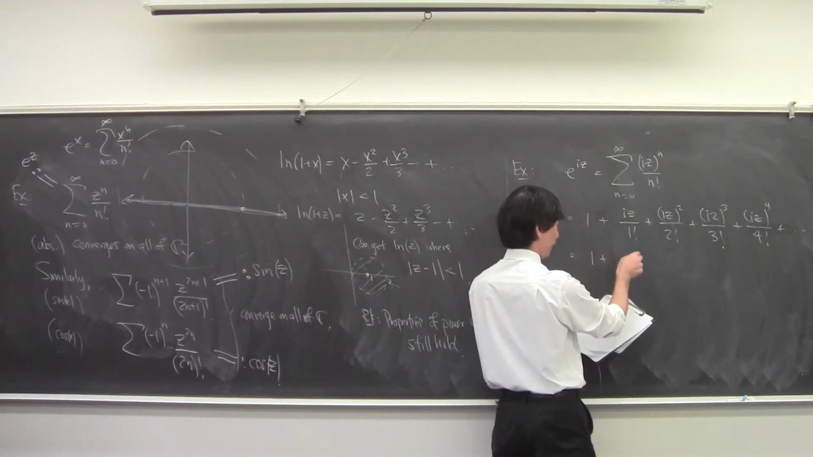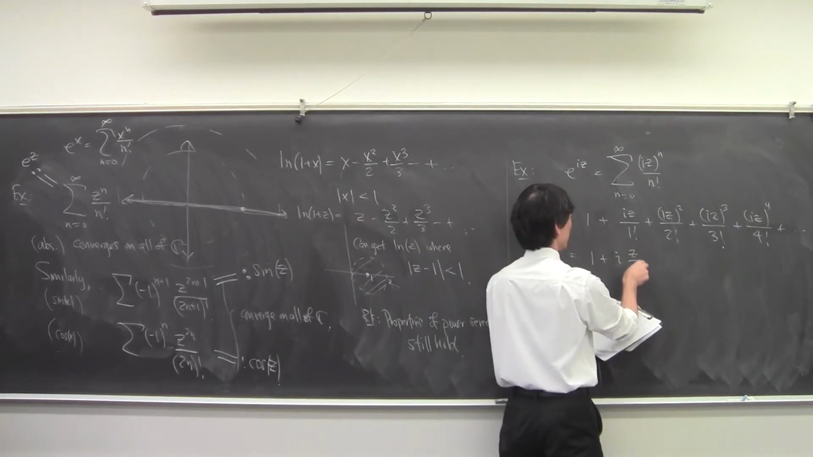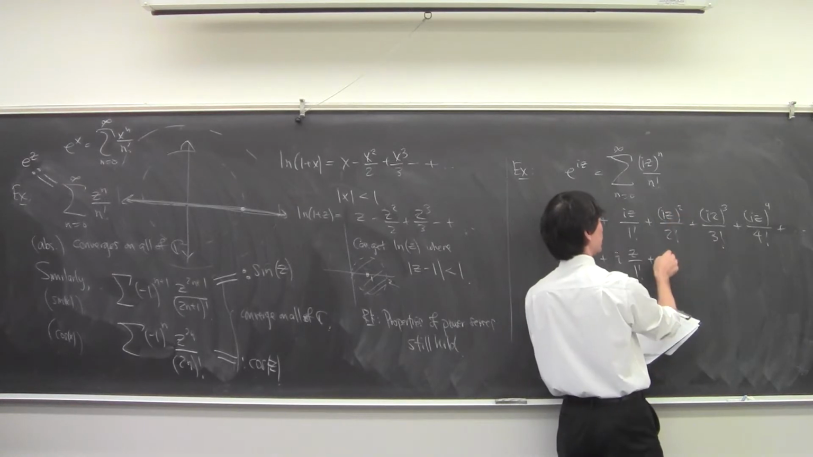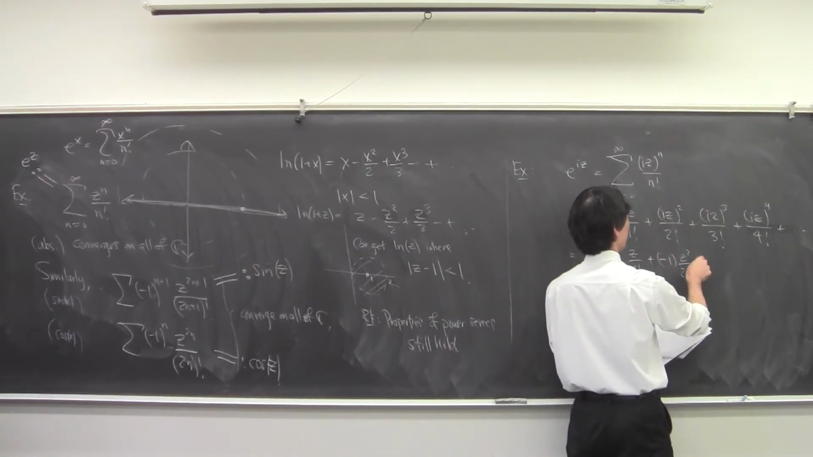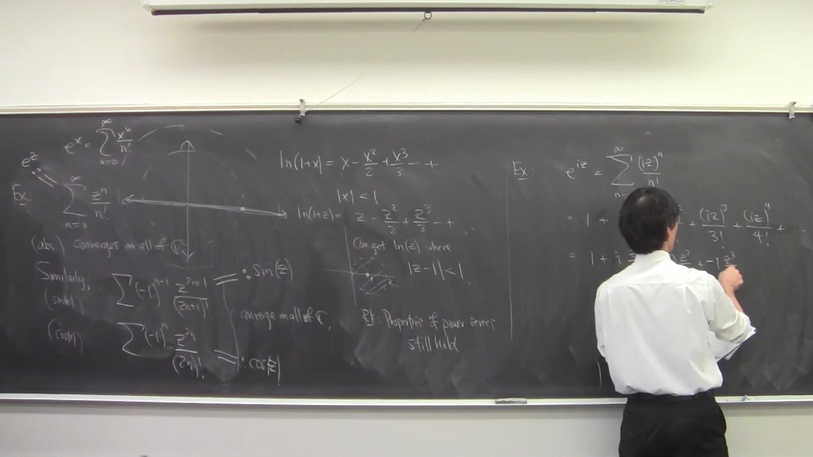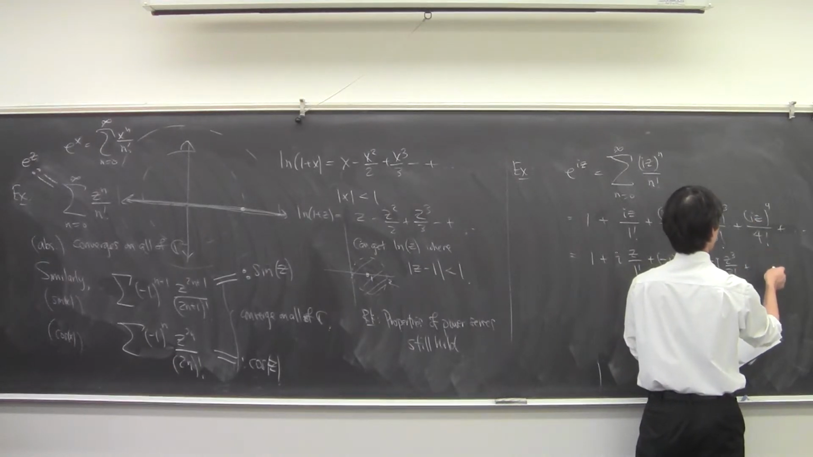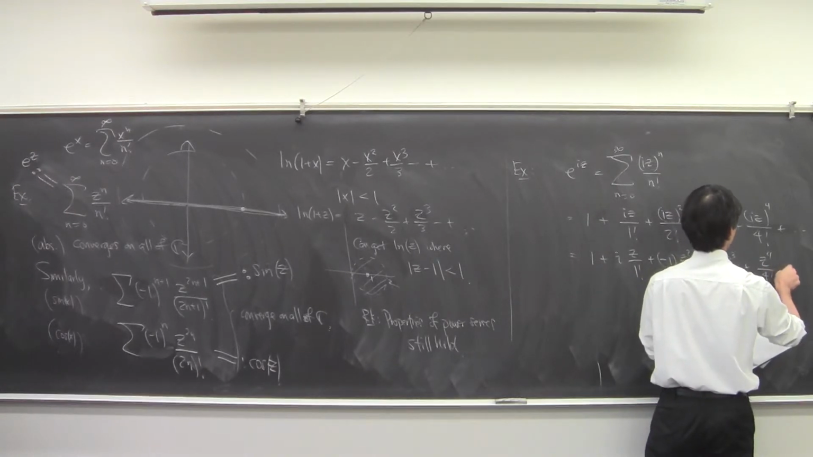And if I pull out the i's, I get i times z over 1 factorial. Here I've got an i squared, that's negative 1, times z squared over 2 factorial. Here I've got i cubed, that's negative i, z cubed over 3 factorial. Here I've got i to the 4th, that's just 1 again, so I get z to the 4th over 4 factorial, etc.